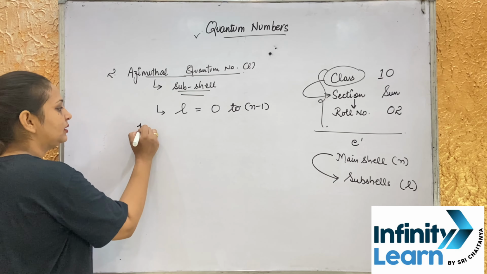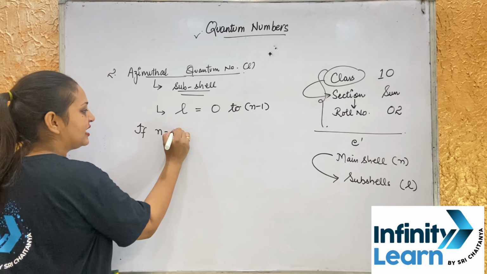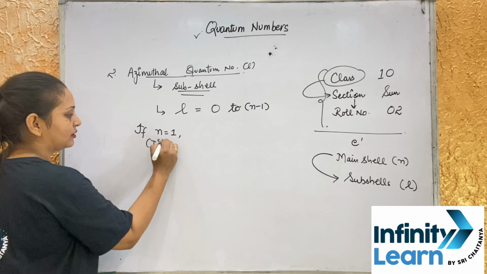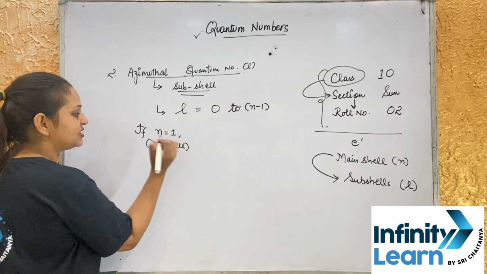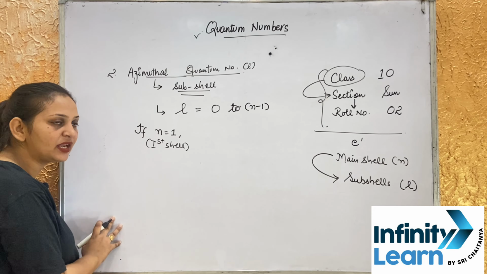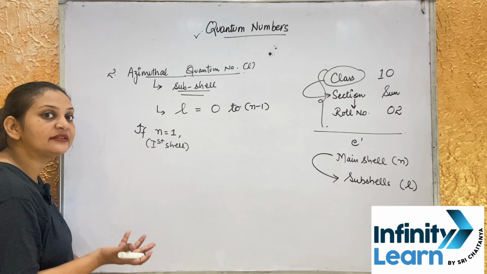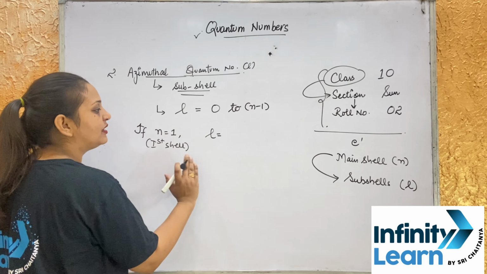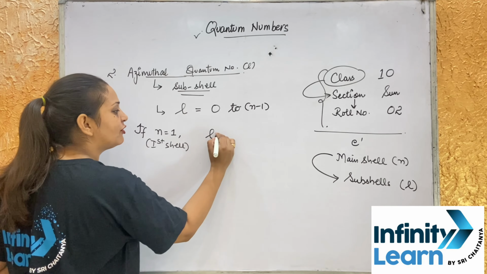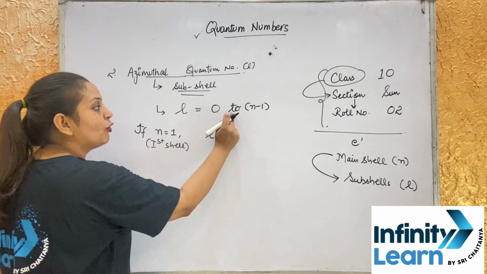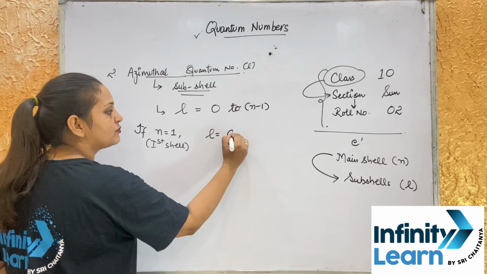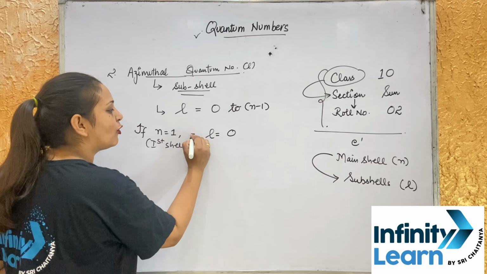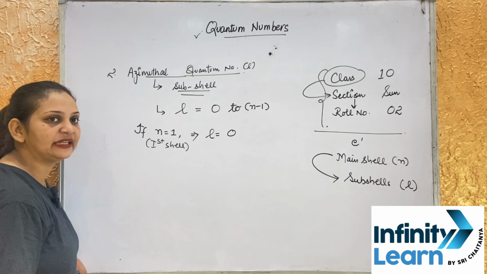For example, if we have n equal to 1, which means for the first shell, the value of n is 1. Now we have to talk about its subshell. The value of L will be 0 to n minus 1. From 0 to 1 minus 1, which is 0. L can have only one value, that is 0.